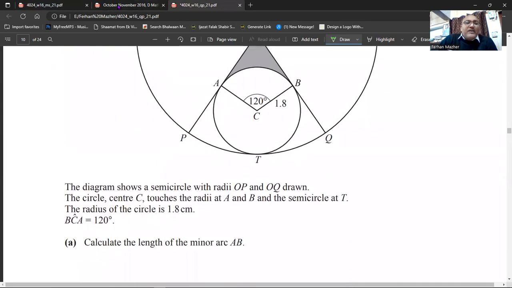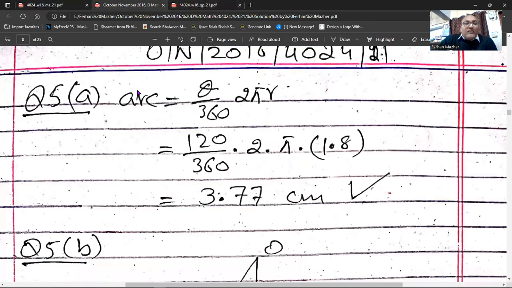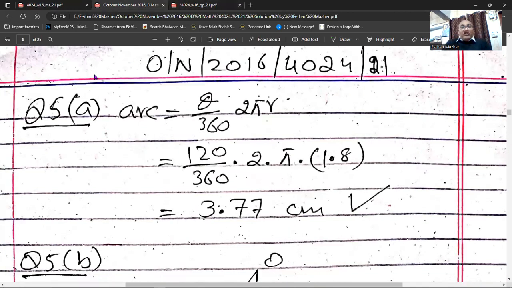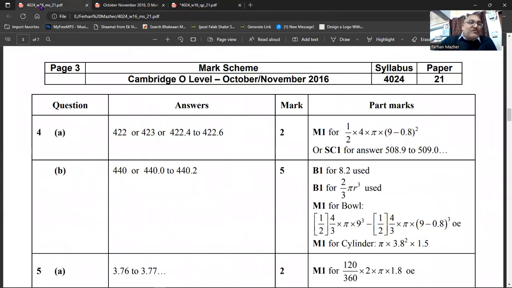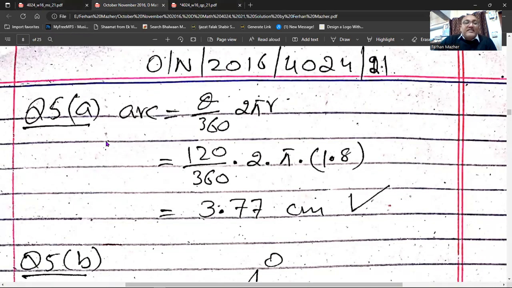Question number 5, it's A part. Very simple, straightforward question. Arc is equal to theta by 360 into 2 pi r. So 120 divided by 360 into 2 into pi into 1.8. And that will be 3.77 centimeters. Question number 5, A part. 3.77 centimeter is the right answer, sir.